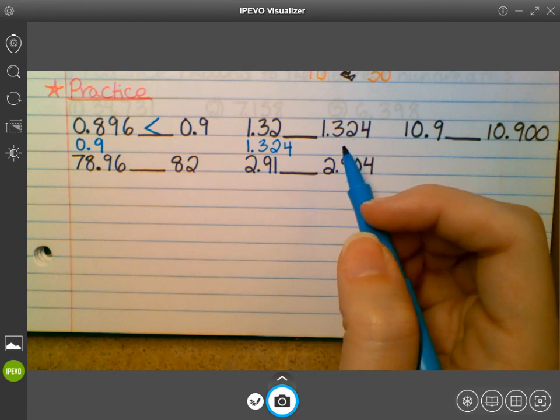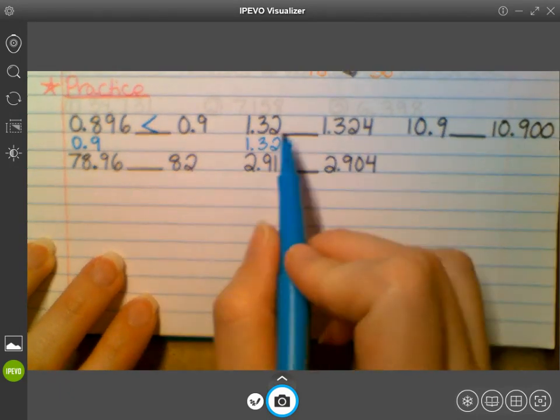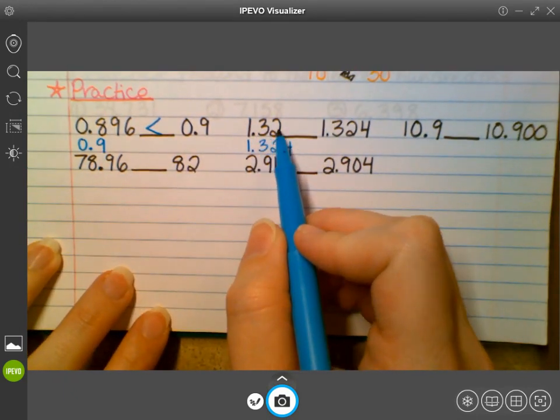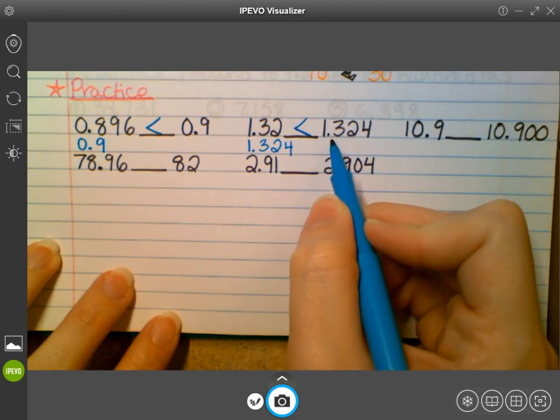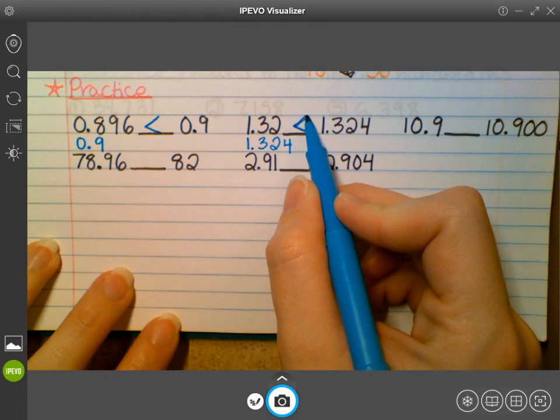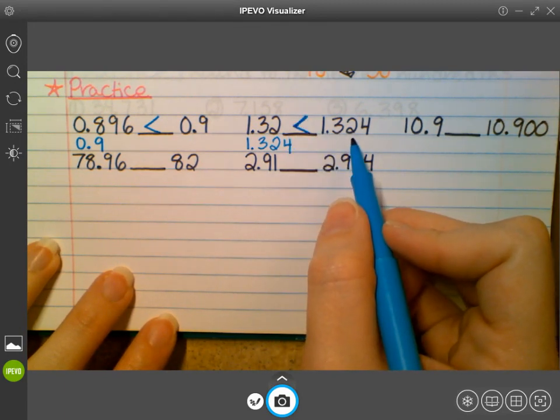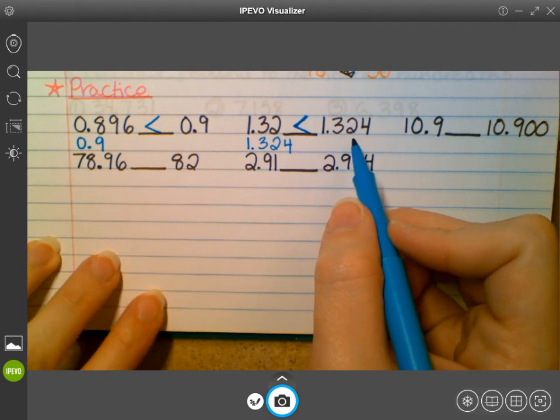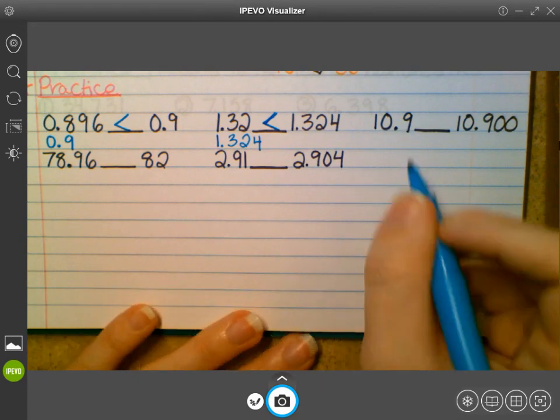1 and 324 thousandths is larger. So how I would say this is 1 and 32 hundredths is less than 1 and 324 thousandths. So I'm making sure it's opening to the larger number. How are we doing so far? Good? Okay. All right, now we have our third one, which I added. I'm going to stack these.